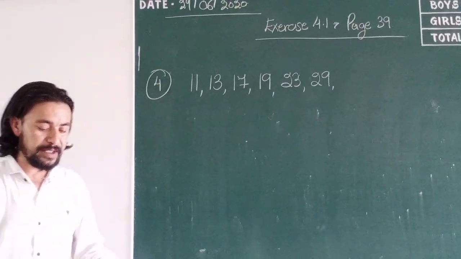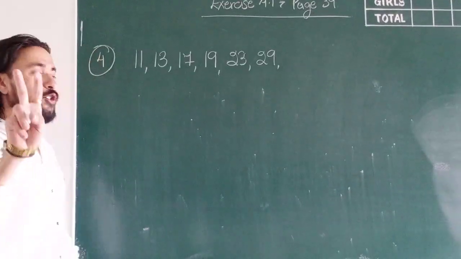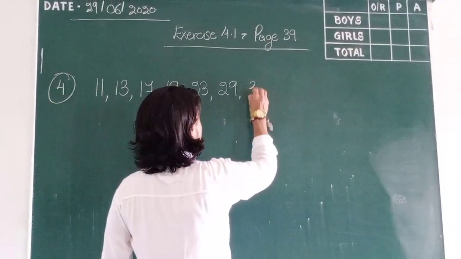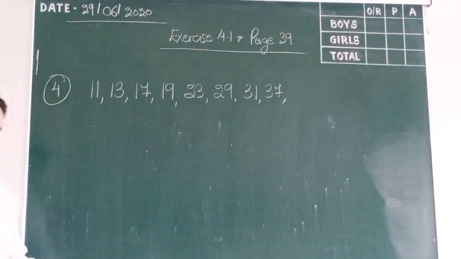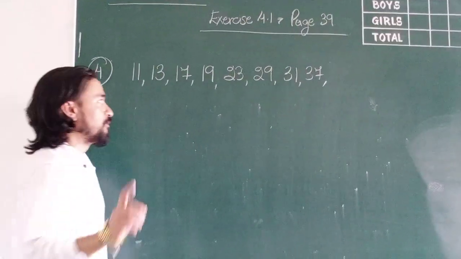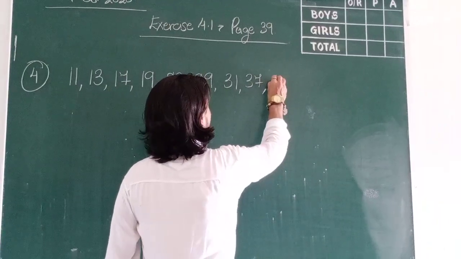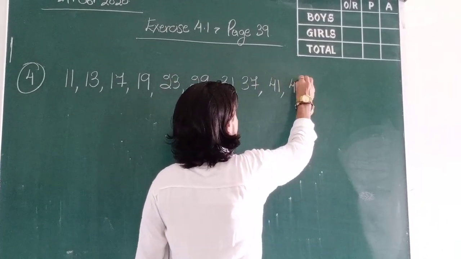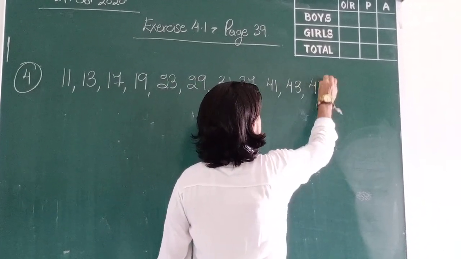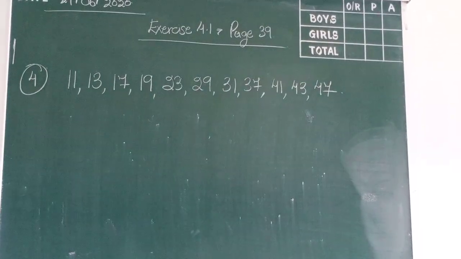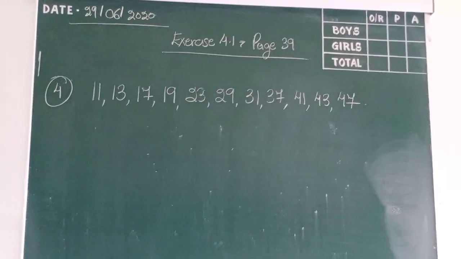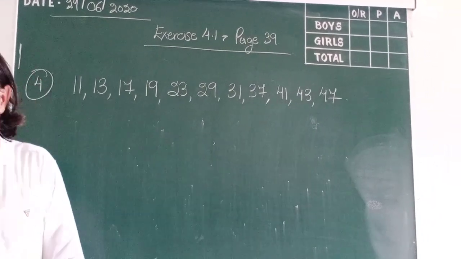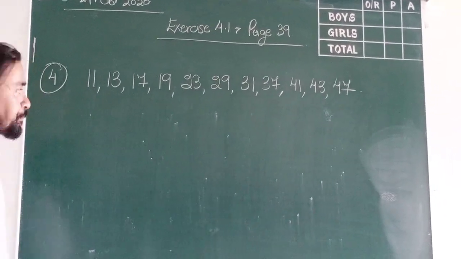Then we come to the 30s. How many are there? There are again 2, that's 31 and 37. And we come to the 40s. In 40s we have only 41, 43 and 47. And these are the prime numbers between 10 and 50. That's what the sum says.